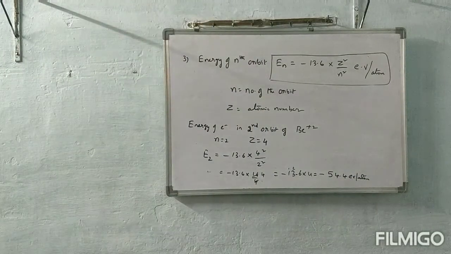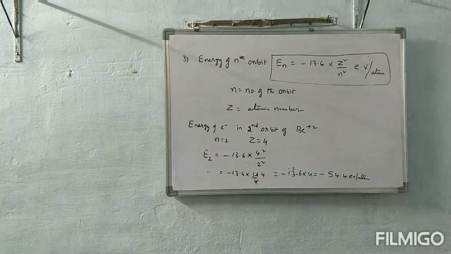That is the example we give for your understanding purpose. Okay, and what is the formula? Energy of nth orbit. See that board, all of you, carefully. Energy of nth orbit En is equal to minus 13.6 into Z square by n square electron volt per atom, where n is equal to number of the orbit. Okay, Z is equal to atomic number.